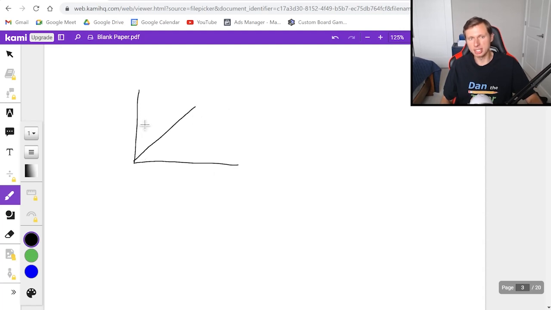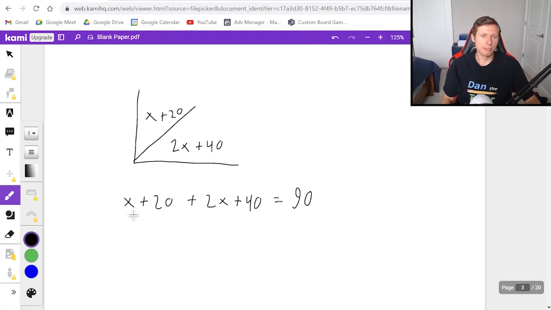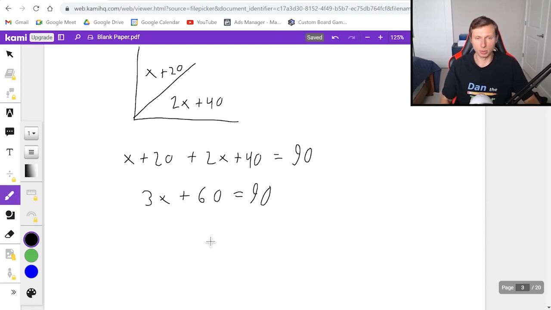And now let's just look at one more example of complementary. This one has the same idea. This side's going to be X plus 20, and the other one's going to be 2X plus 40. And again, I would like to solve for X. So here I'm saying X plus 20, which is the first angle, plus 2X plus 40, that must equal 90. So combine like terms, X plus 2X is 3X, 20 plus 40 is 60. We are now here. And now it's just a simple algebra equation.